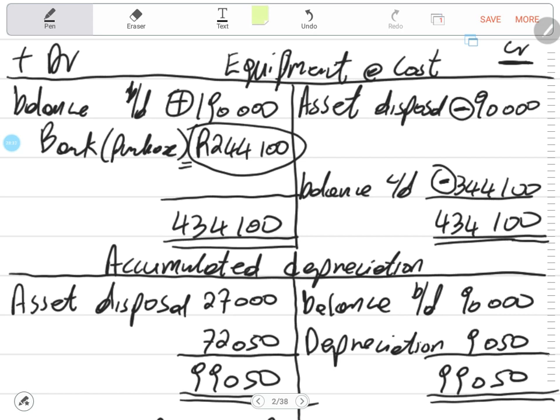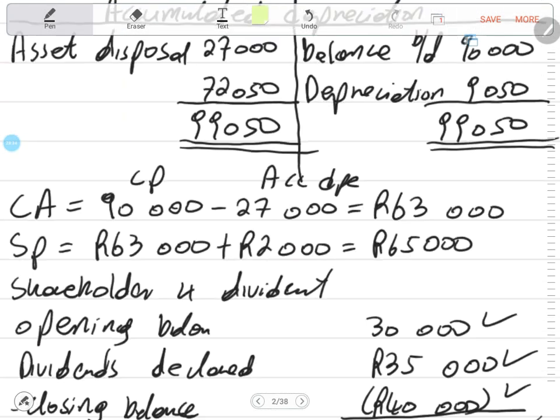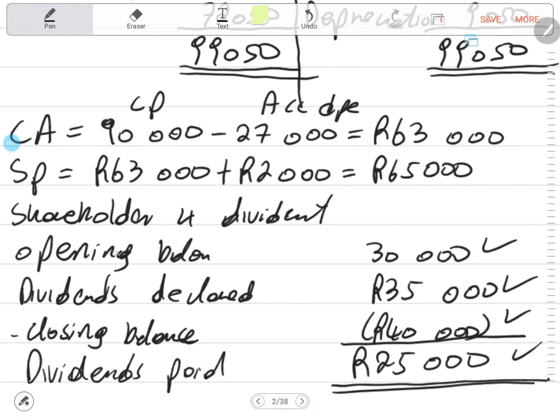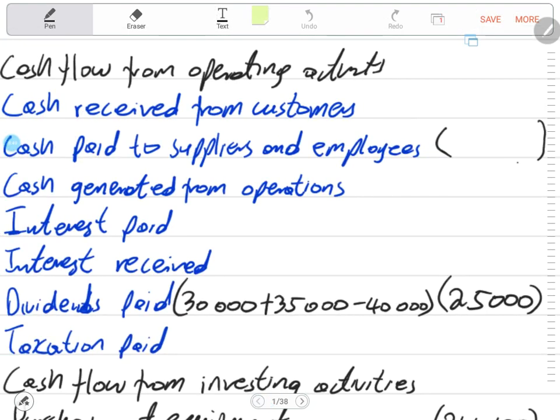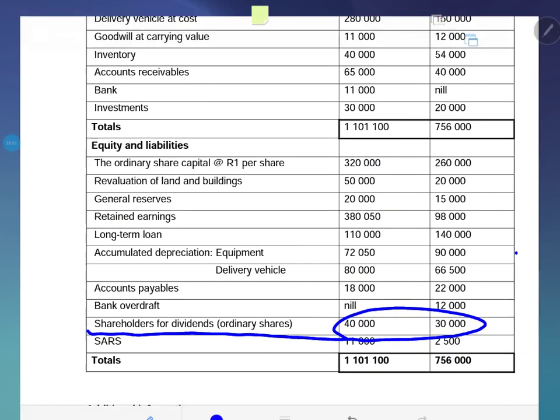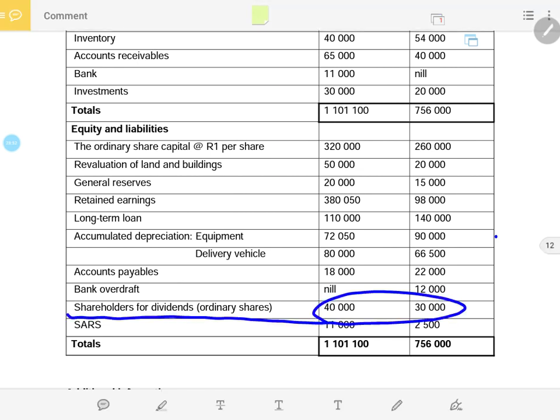So that is how you'll be dealing with that. But still, you'll be doing that in the same format. Opening balance minus asset disposal minus closing balance equals cash paid to buy an item of equipment. So now please be careful of that. You might be required to do notes for everything, not ledger accounts.